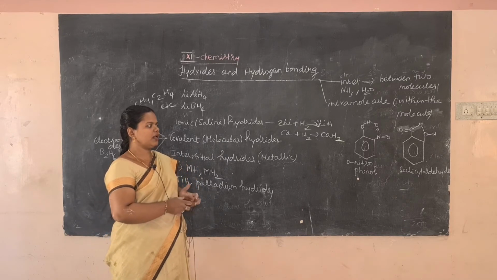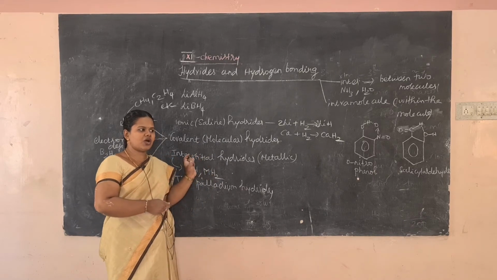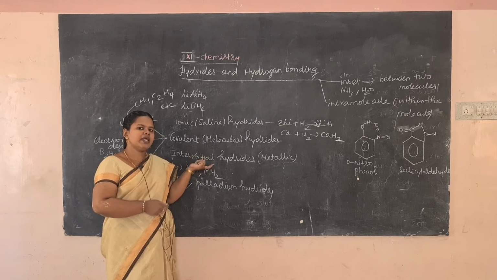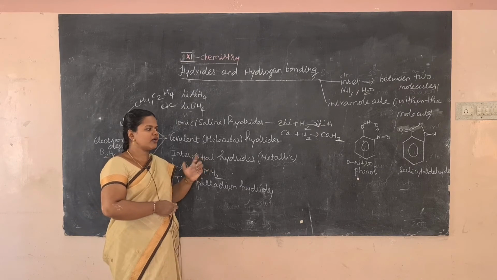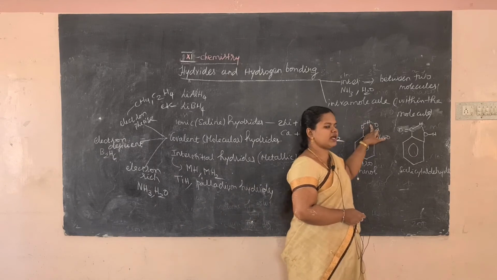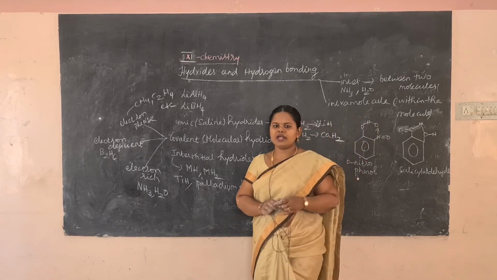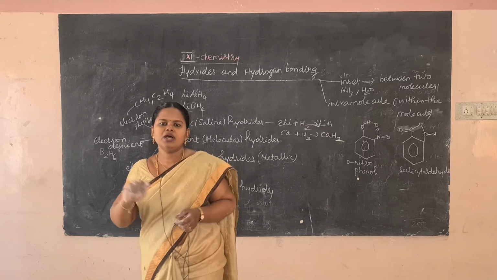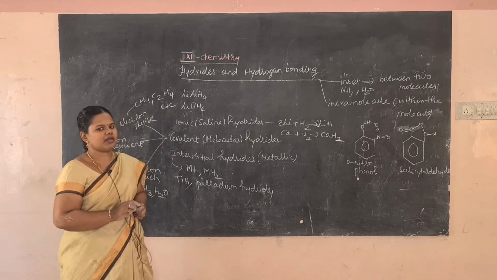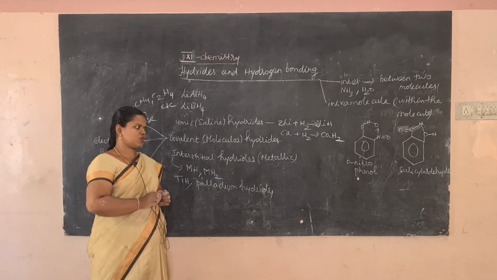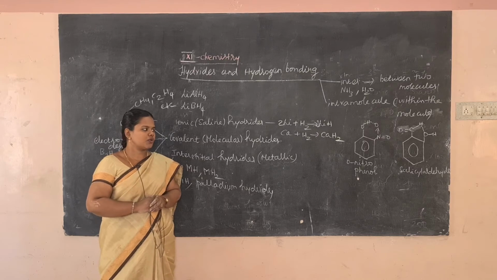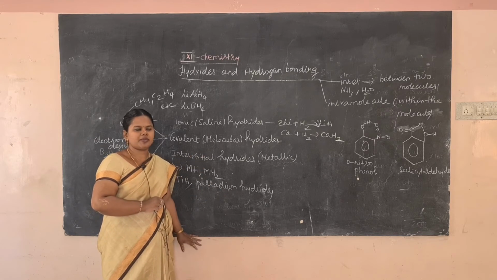In the compound structures, a shorter distance is shown for the covalent bond, and a longer dotted line is shown for the hydrogen bond. If a shorter distance is shown, it is a covalent bond; if a longer distance is drawn with dotted lines, that is our hydrogen bond. This is how you can identify whether it is a hydrogen bond or not. The hydrogen bond is represented with dotted lines.